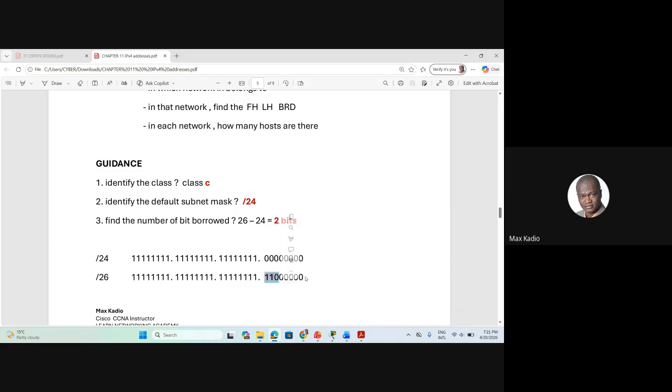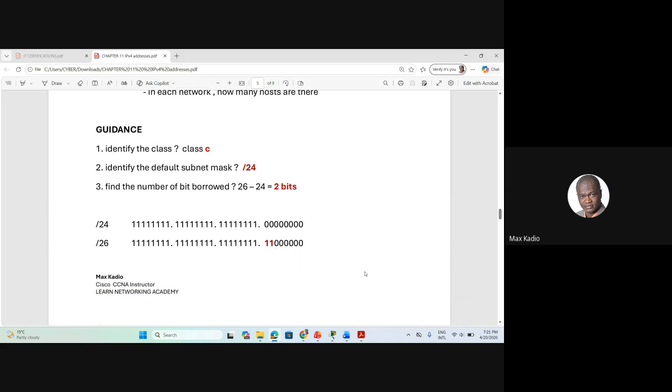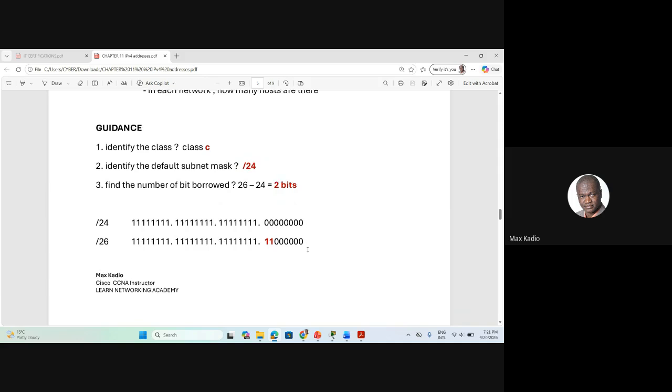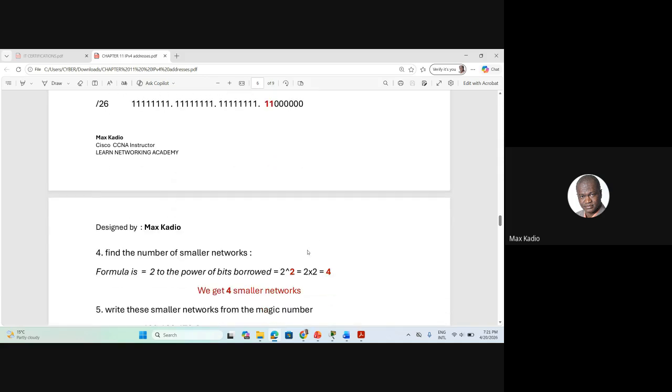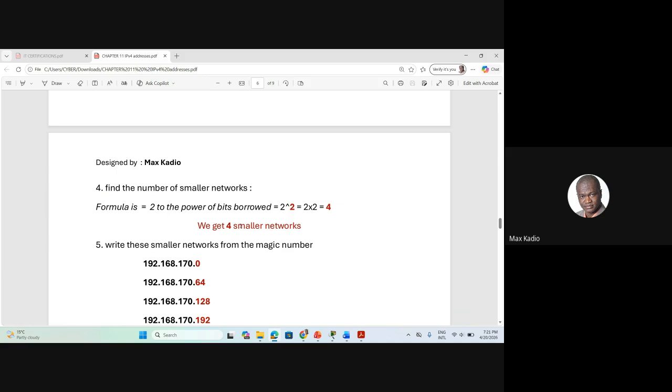You see now, I borrowed 2 extra bits. So if you borrow, it means you divided your big room into smaller rooms. How many smaller rooms? Here we have 4 smaller rooms. To find the number of smaller rooms or smaller networks, there is a formula: 2 to the power of bits borrowed.